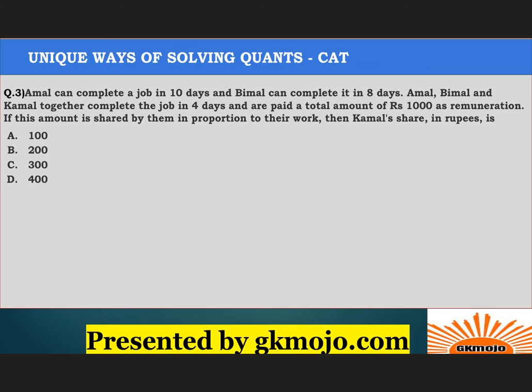Amal can complete a work in 10 days, Bimal can do it in 8 days. Amal, Bimal and Kamal together complete the work in 4 days and are paid a total amount of rupees 1000 as remuneration. If this amount is shared by them in proportion to their work, then Kamal's share in rupees is. Basically Amal can do the work in 10 days, Bimal can do it in 8 days, and Kamal can do it in 4 days.